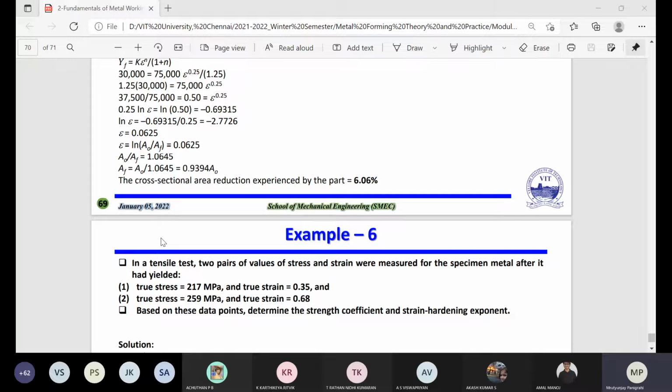Which equation will you follow? Sigma equal to K epsilon to the power n. Then you will find two equations. You have to make equation 1 equal to equation 2, then you will get n. Then you will find K.